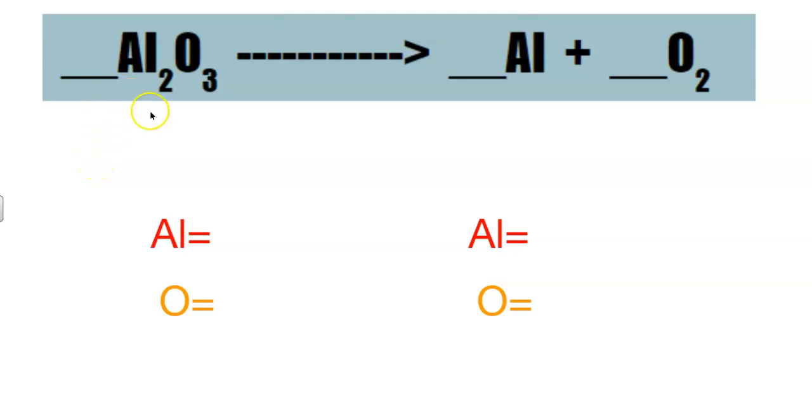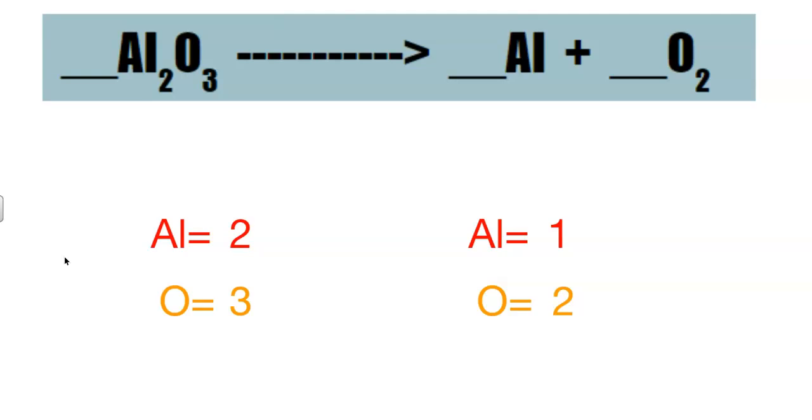So for aluminum on the reactant side, I notice I have 2. And the aluminum on the product side, I have 1. For oxygen on the reactant side, we have 3 oxygen. And then, of course, 2 on the product side. And now I can tell from my numbers that 2 is greater than 1 and 3 is greater than 2. But all of my elements are not balanced here. So we have to fix that.